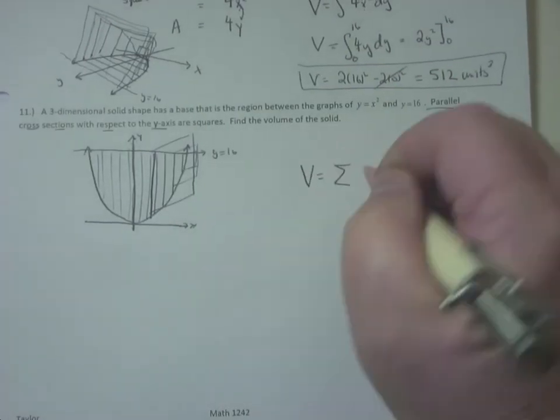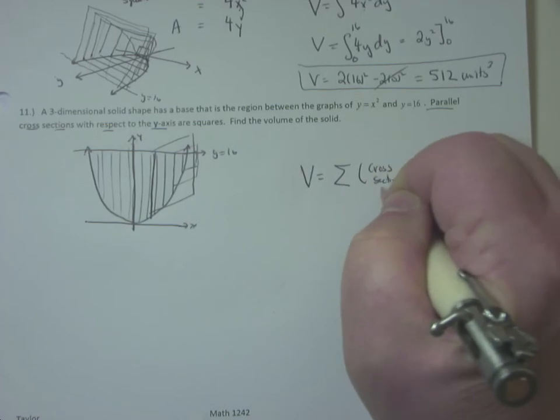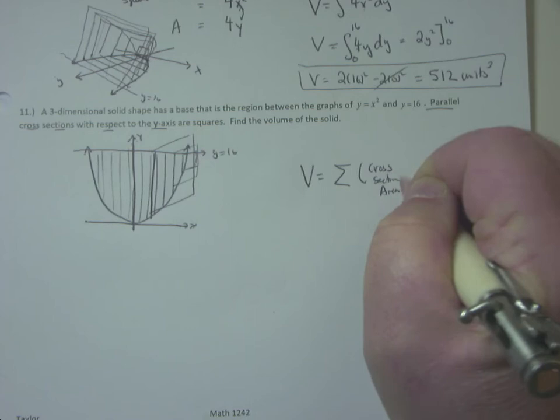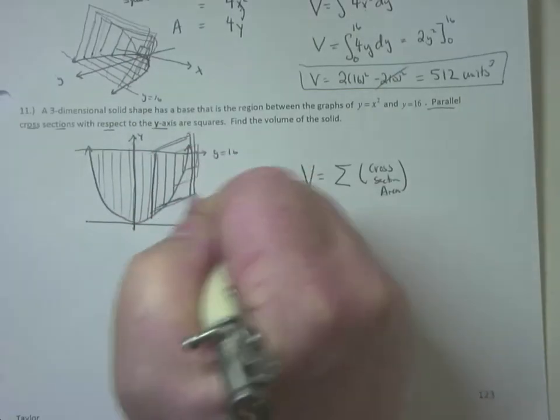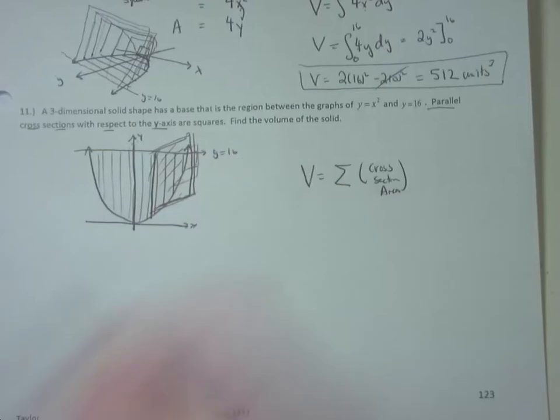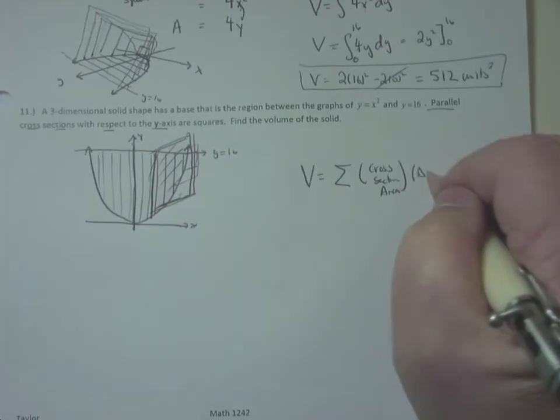So again, this is what you need to know. Volume is always equal to the sum of the cross-section area. Okay? And we've got to look at these slices. This is what we're talking about being cross-section. This is the cross-section. It's that square there, times either delta x or delta y.